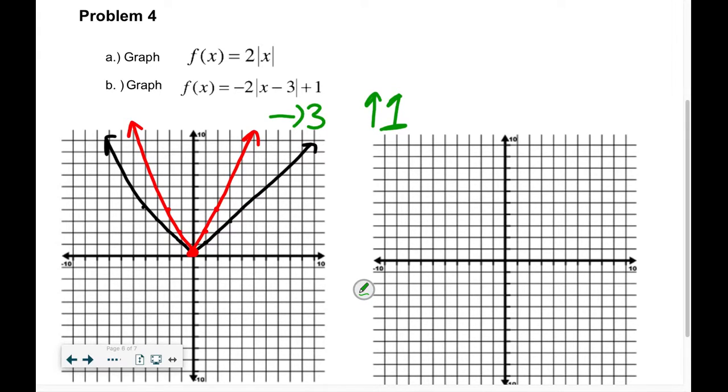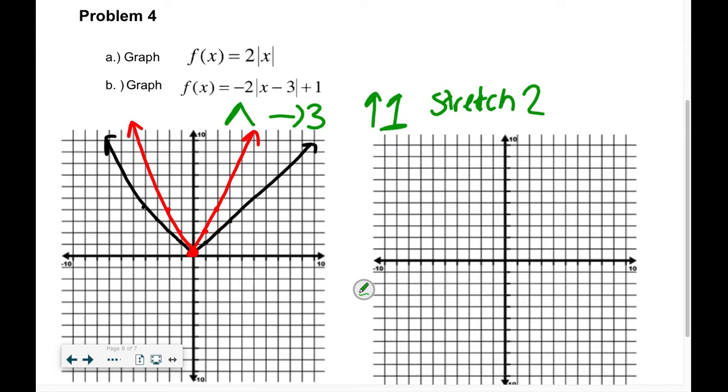Compression. Opposite compression, which is stretch. Stretch by 2. What's the negative doing? It's going to go down. It's going to be like an A or a caret symbol. Yeah, it reflects it over the x-axis. So we're going to bring it down, and we're stretching.